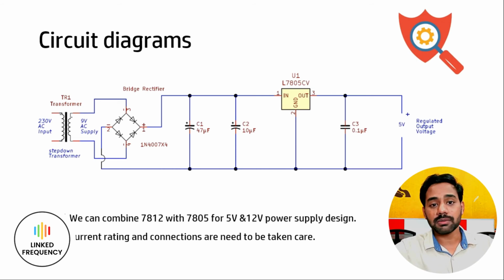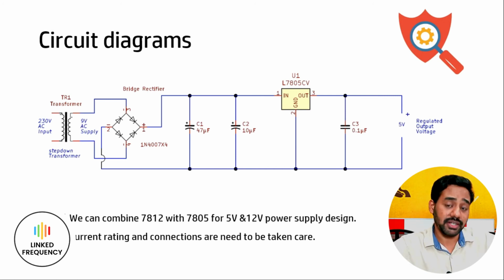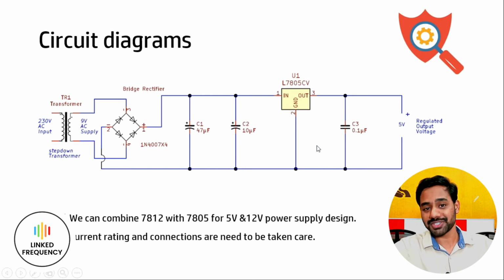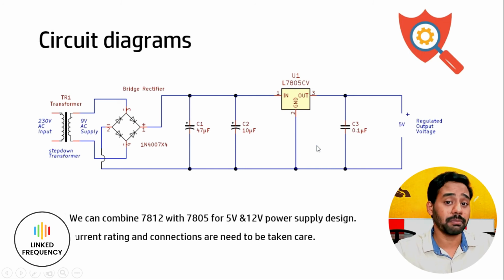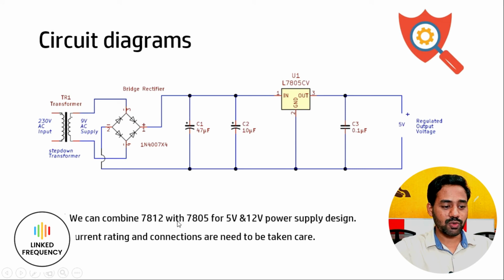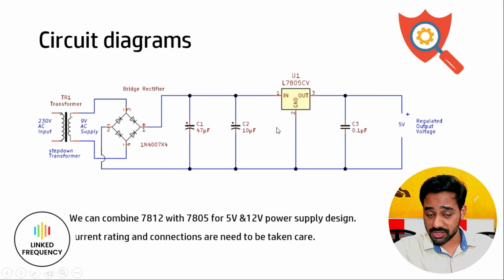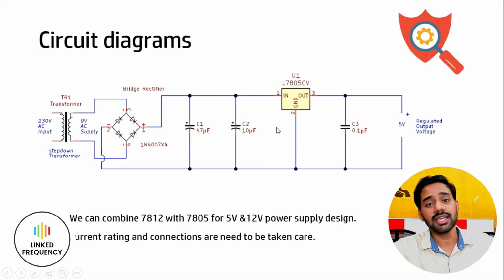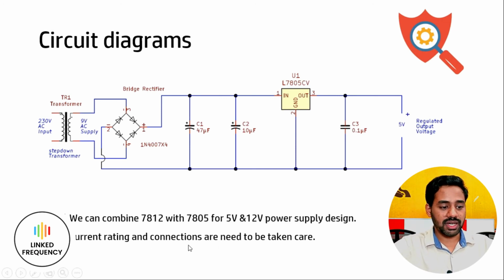But when you are designing some circuit which is not exactly available in the market or directly on the internet, then obviously you have to study the datasheet, refer to the typical application circuit, and create your own circuit by combining them. In this particular case, I have a 7805 circuit directly available. I need to combine the 7812 along with the 7805 so that we can get both voltages in the same system. And also the current rating and the connections need to be taken care of.